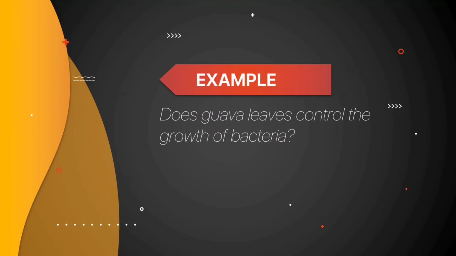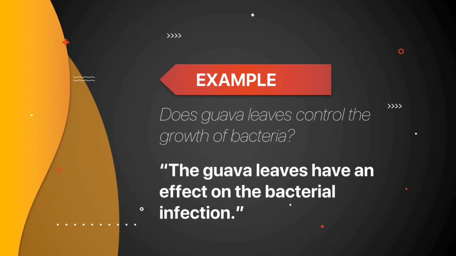For example, using guava leaves for infection on someone's wound, and this infection is bacterial in nature. You ask yourself, does guava leaves control the growth of bacteria? If yes, how? The hypothesis in this case would be, the guava leaves have an effect on the bacteria infection.